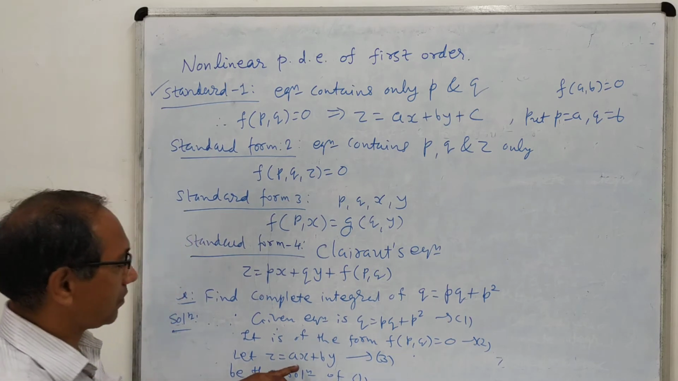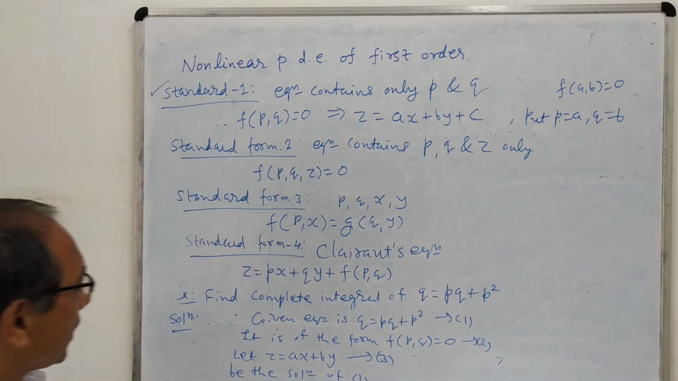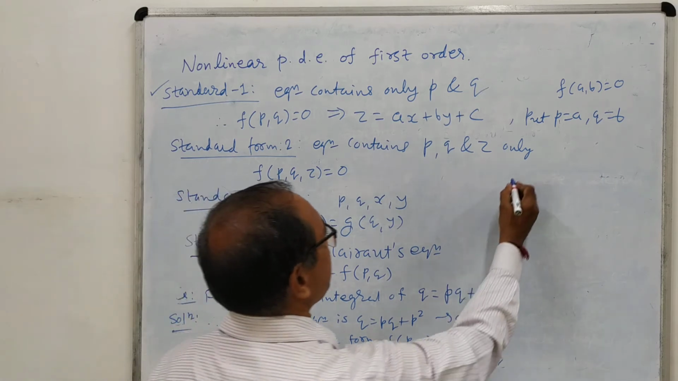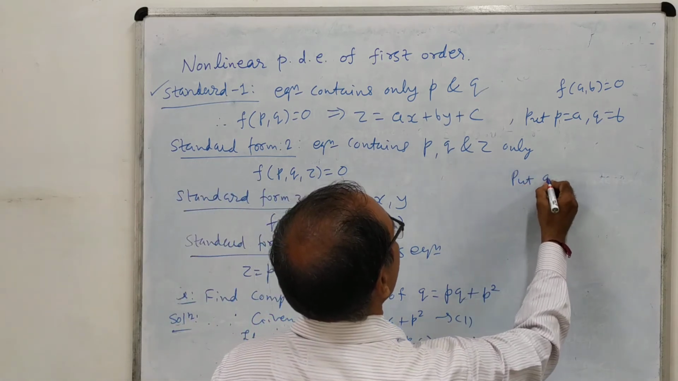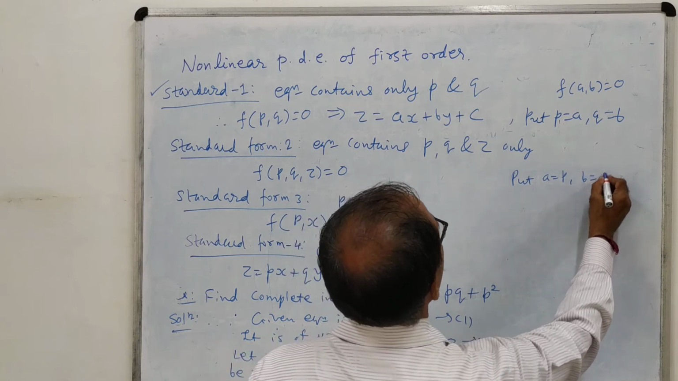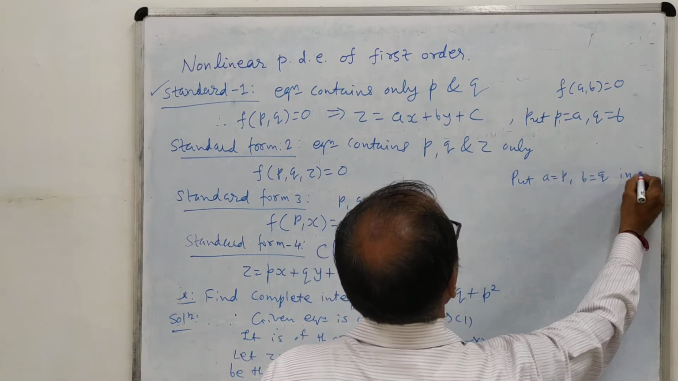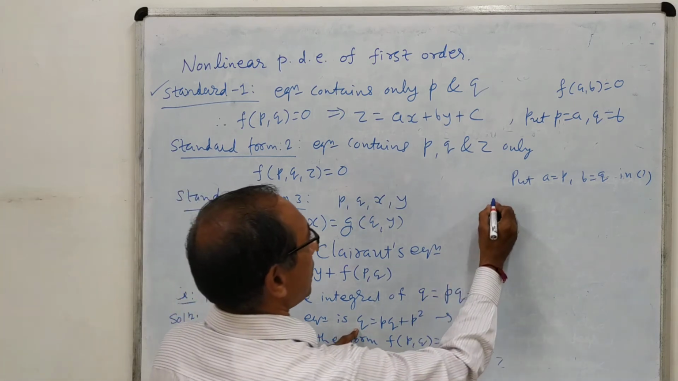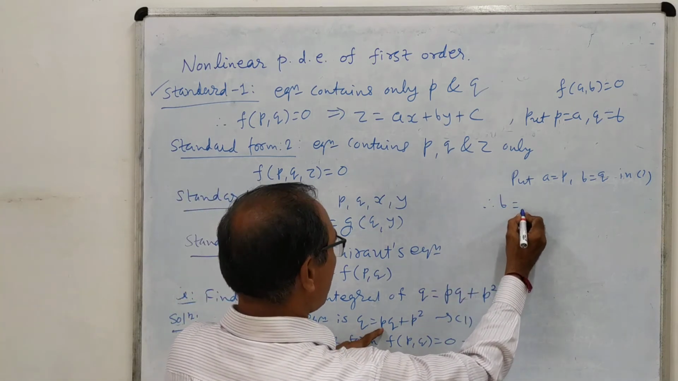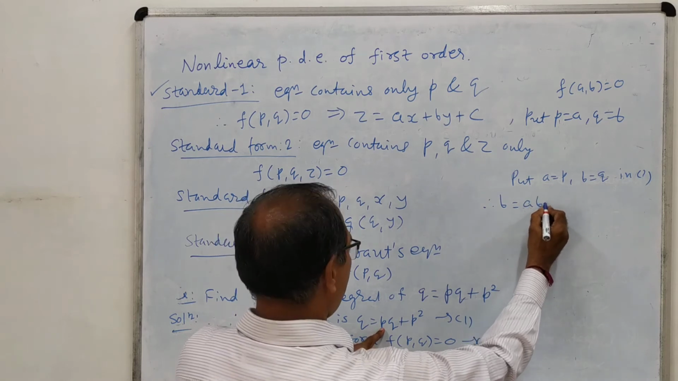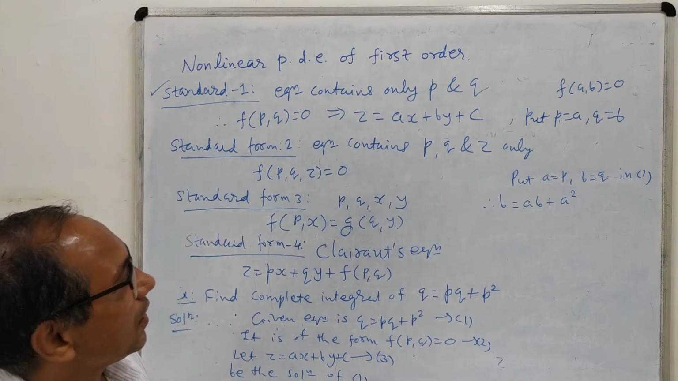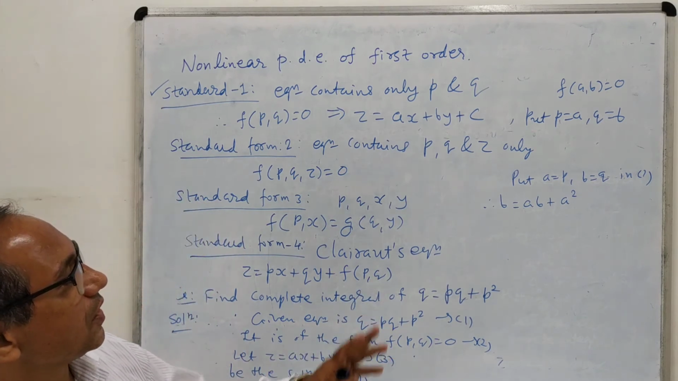So we are assuming this one. After that we will write ax plus by plus c. After that we will put a equal to p and b equal to q in equation number 1. So q equal to b. Therefore we get b equal to pq, pq means a into b plus a square. So now we will convert b in terms of a.